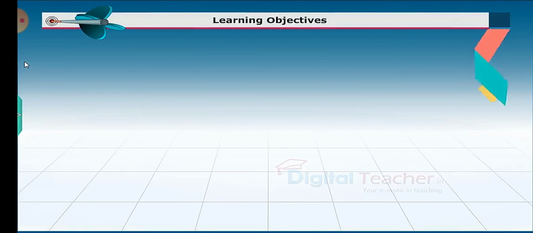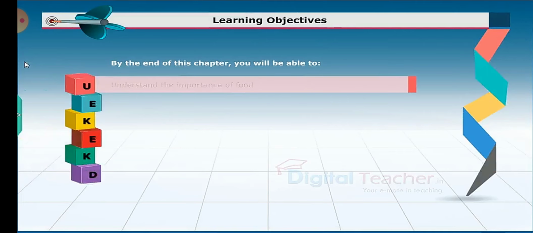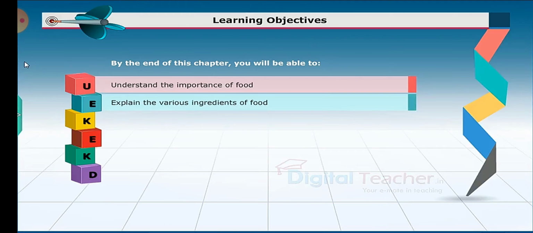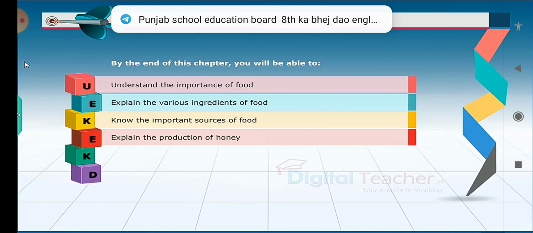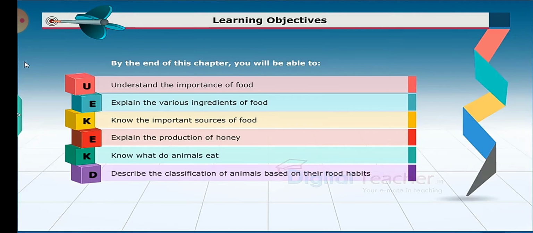Learning objectives. By the end of this chapter, you will be able to understand the importance of food, explain the various ingredients of food, know the important sources of food, explain the production of honey, know what animals eat, and describe the classification of animals based on their food habits.